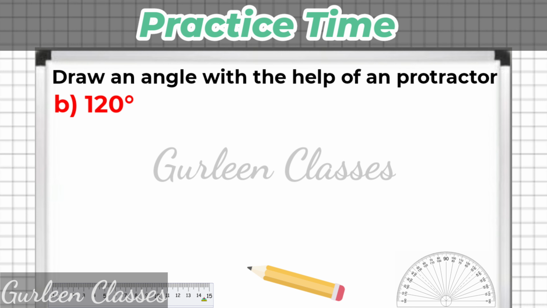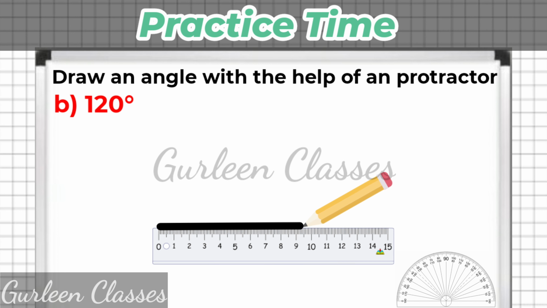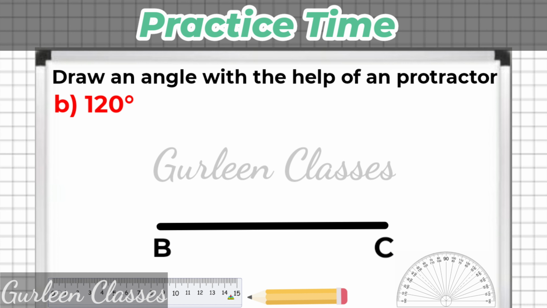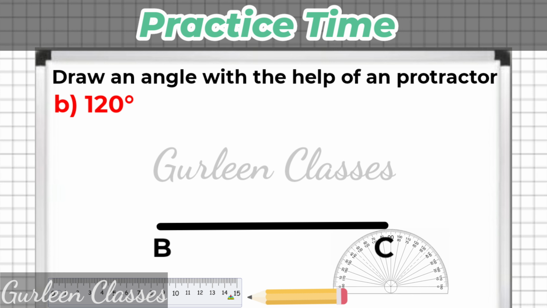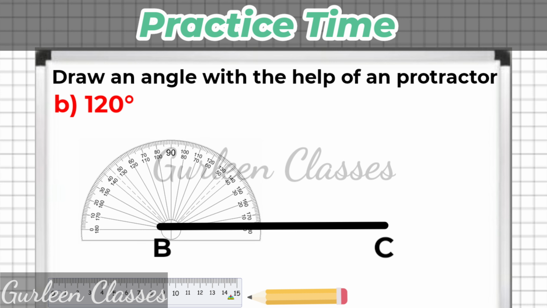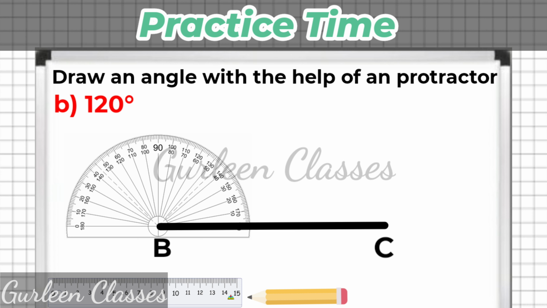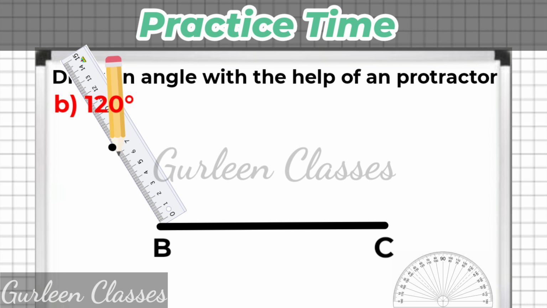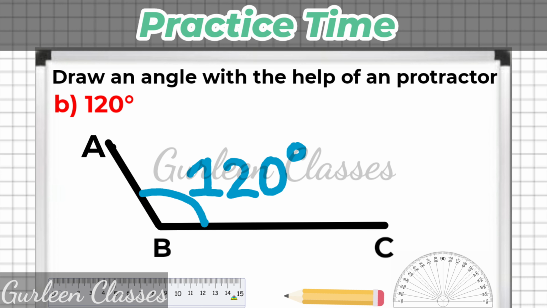Now B part, 120 degree. Draw a line BC, as B is the common point of the angle. Now we will place the protractor at point B. By looking at the inner scale of the protractor, we will mark a point A at 120 degree. So join this point. Angle ABC equals 120 degree.